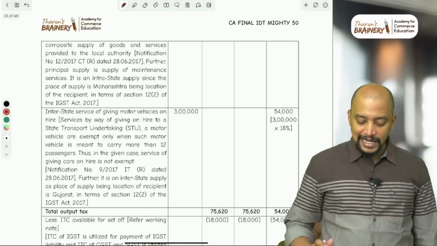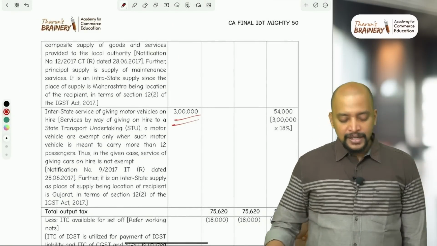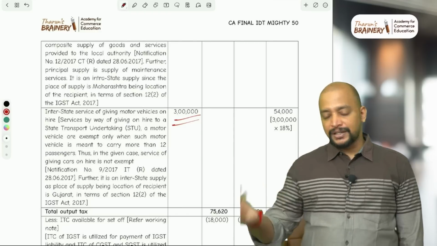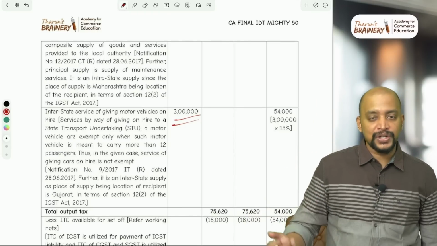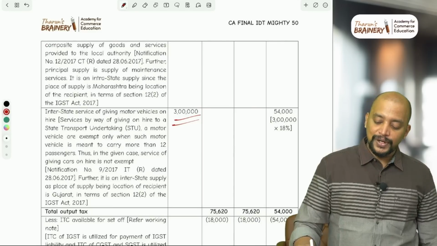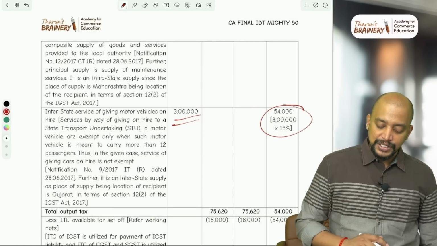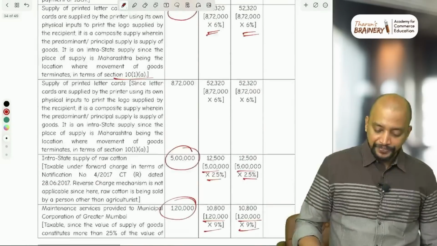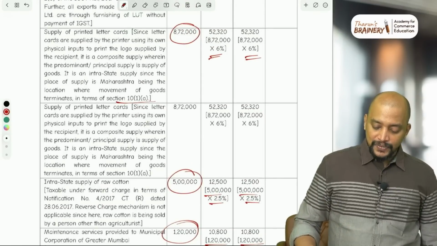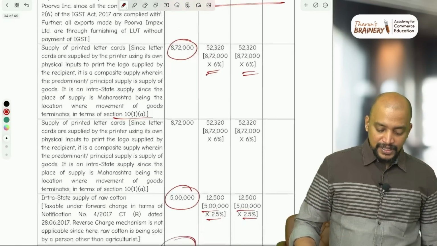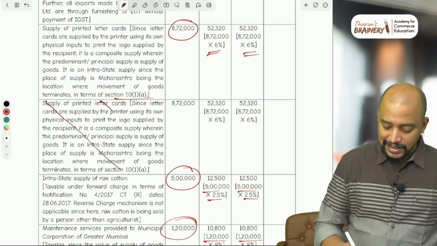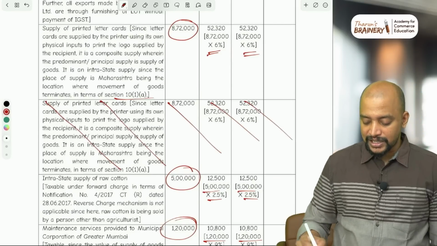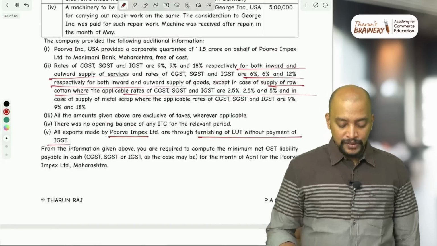So you can see 3 lakhs, and moreover, we need to see the location of recipient in another state. So it will be interstate supply. They are in Maharashtra, Gujarat. Interstate supply chargeable to IGST, 3 lakhs into 18%. Okay. Then next one we have, so this just got repeated, the supply of printed letter cards. So this is just a repetition, same copy paste of the above row.